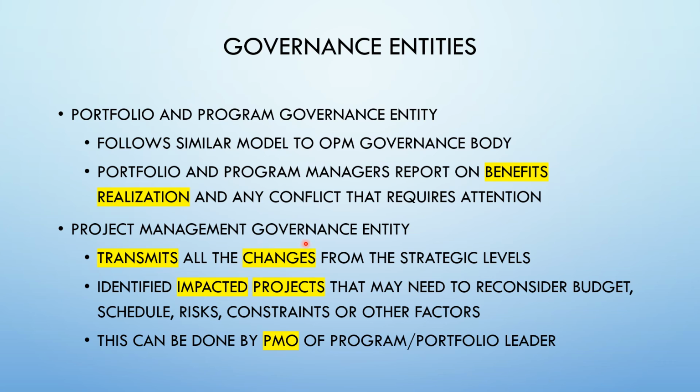The project management governance entity's main role is transmitting all the changes from the strategic levels to the tactical level and execution level, and it identifies the impacted projects that may need reconsidering the budget, schedule, risk and other constraints, etc. This project management governance can be done by a PMO, project management office, or it can be performed by a program or portfolio leader.